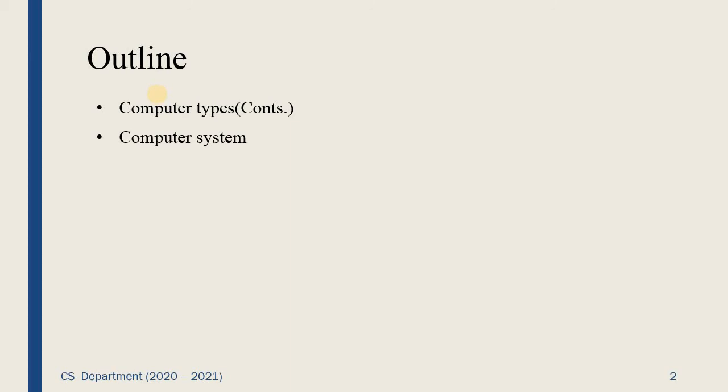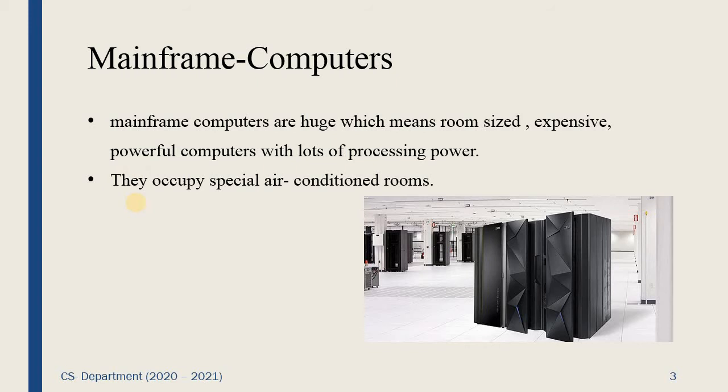The mainframe computers, which is another type of the computer. This kind of computer is huge, which means room sized, and expensive. At the same time, it's a powerful computer with lots of processing power. At the same time, they occupy special air-conditioned rooms. As we can see from here, this is the picture of the mainframe computers. As we can see from here, it's room sized.